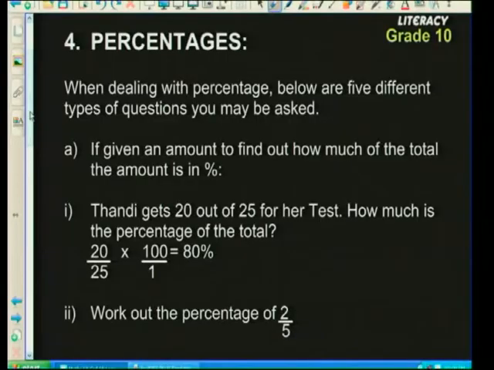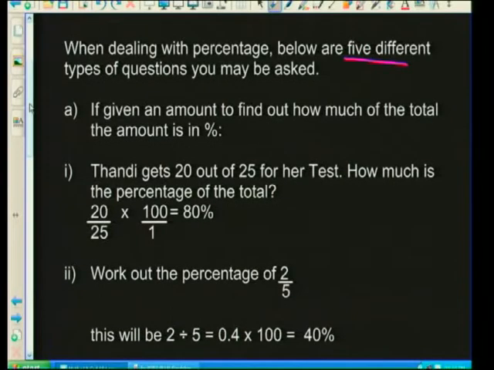Let's see what the next part of our notes tell us. When dealing with percentages, there's basically 5 different types of questions that you're going to be asked. And if you can learn how to deal with each one of these 5, then you've actually got percentage covered. So the first one is if you're given an amount, we need to find out how much that is in percentage. So an amount out of a total.